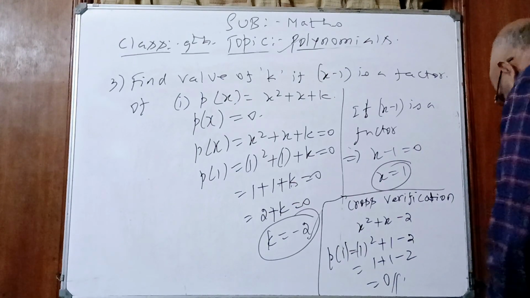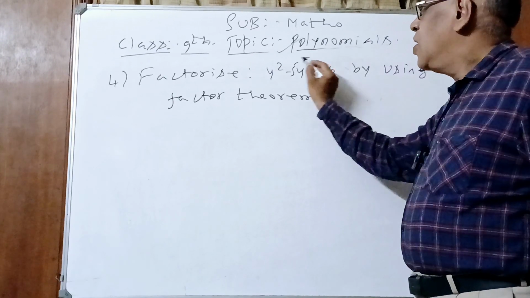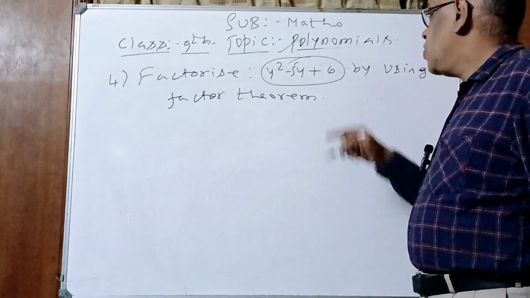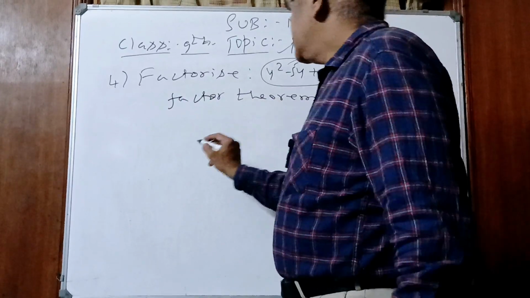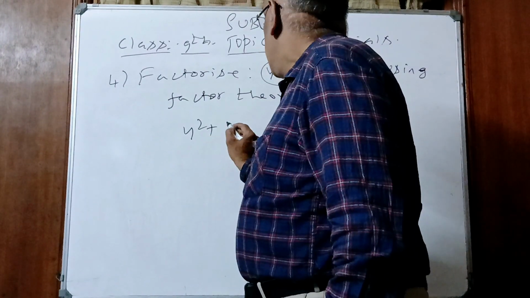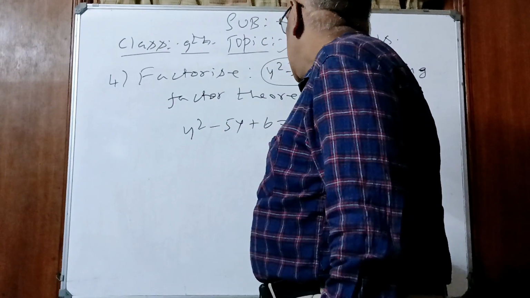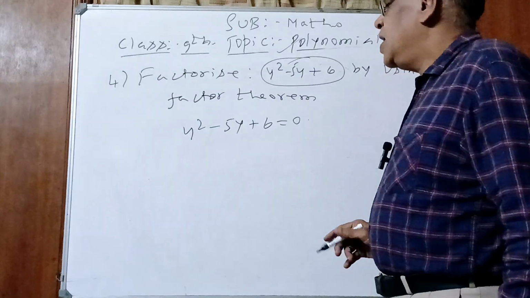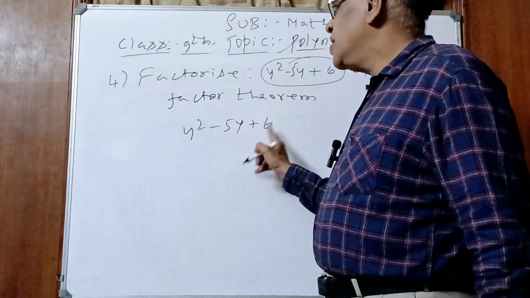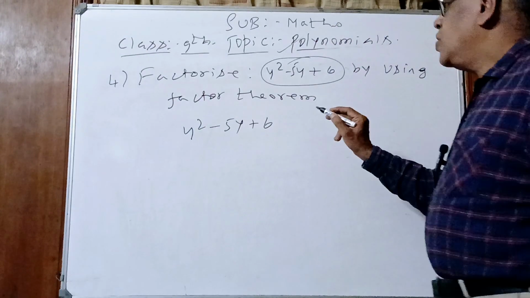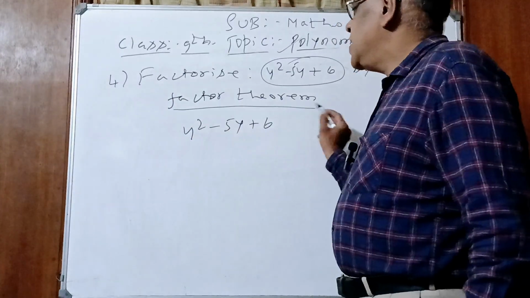Understood? We will go to the next question. Children, next question. Factorize y square minus 5y plus 6, a quadratic polynomial, by using factor theorem. How to do, children? In the given polynomial, y square minus 5y plus 6 equated to 0. Now go to the constant term. Take the help of factor theorem to solve this.